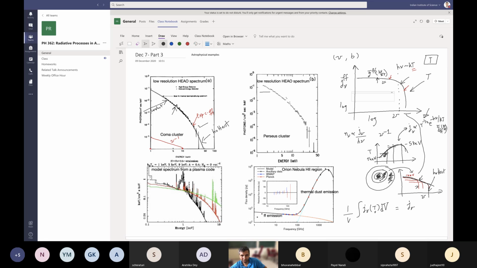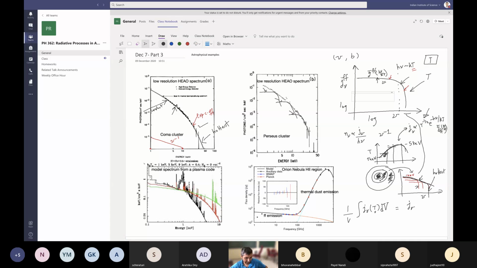So basically, even here you can actually think about it, right? So you see, if you have a combination, this is like a single temperature, this is like a single temperature, but when you add them up, it gives a steeper power law than nu to the -1. Okay, so this is for galaxy clusters.